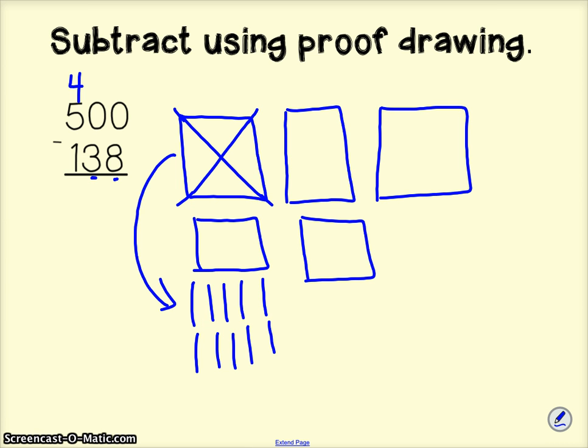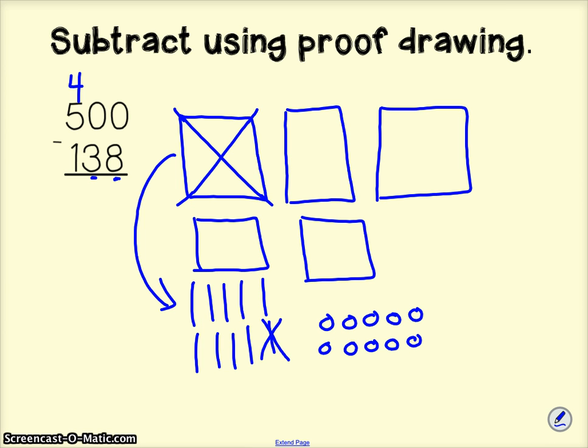I also notice that in the ones place, I have a zero on top, but I'm going to have to subtract there. So I'm right away going to take away a 10 stick and make 10 ones cubes.